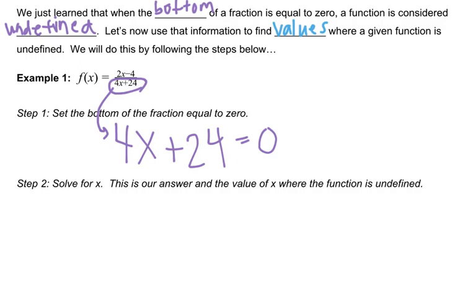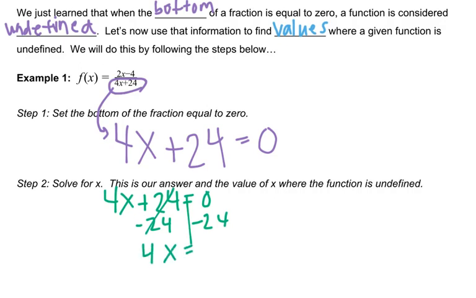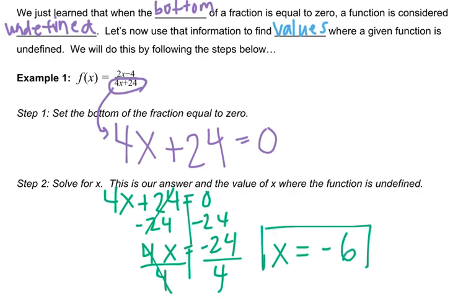Step 2, solve for x. This is our answer, the value of x where the function is undefined. So we're going to solve. We need to get our x by itself. I'm going to draw my line down the equal sign. I'm going to take away 24 from both sides, like so. Perfect. We get 4x equals negative 24. From here, I need to divide both sides by 4. Those cancel on the left, and we get x equals negative 6. And that is my final answer.